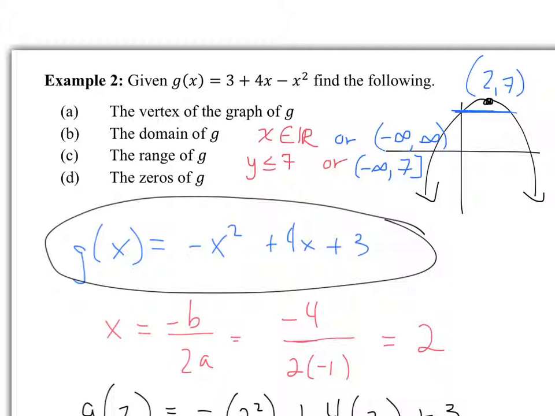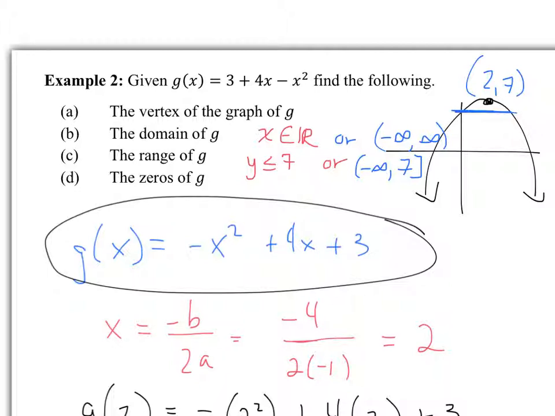You can never get to infinity, which is why infinity always has a parentheses. Okay, had it been up to 7 but not including 7, you would have put a parentheses there to show it doesn't include 7, just like it doesn't really include infinity, because infinity is a theoretical concept. That's parts A, B, and C.